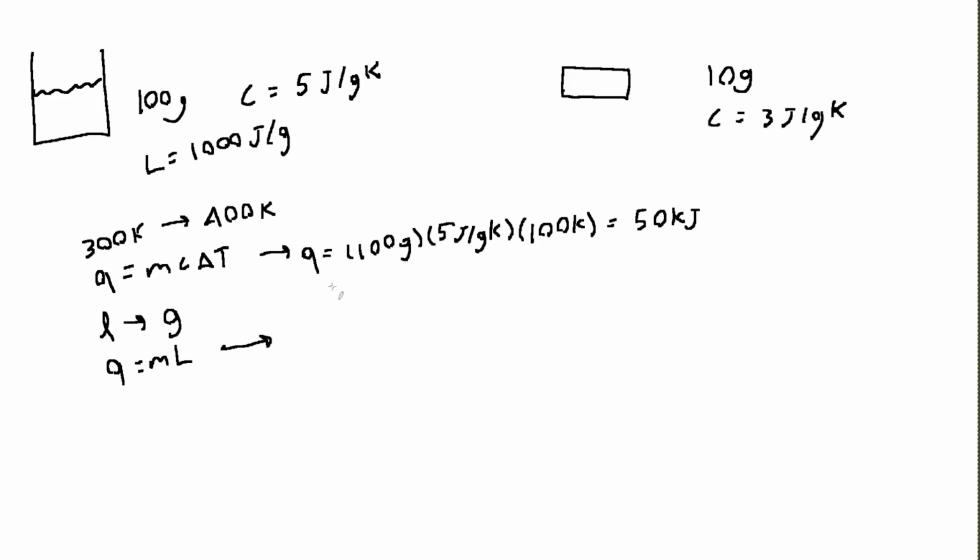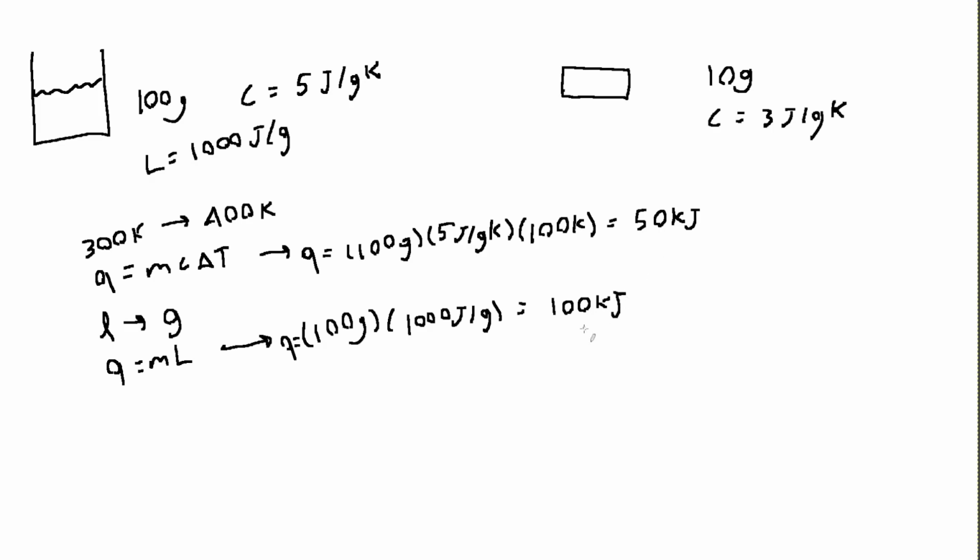Okay. Now let's go here. We just need two numbers here. L is our latent heat of vaporization, or how much energy per gram it takes to boil it off. So just two numbers, just 100 grams. Again, Q equals 100 grams times 1,000 joules per gram. Perfect. And this is 100 kilojoules. Not 1,000, 100 kilojoules.